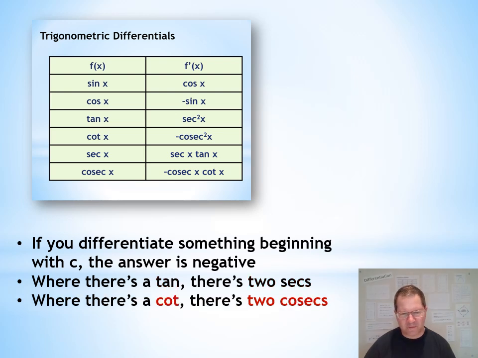And then the third and final rule, very similar to the previous one, where there's a cot, there are 2 cosecs. So if you look at the row which has f of x equals cot x, then when we differentiate it, we get minus cosec squared x, minus of course because cot begins with a c, but where there's a cot, there are 2 cosecs. And similarly on the bottom row, where f of x equals cosec x, the differential is minus cosec x cot x, so again there's a cot and 2 cosecs.